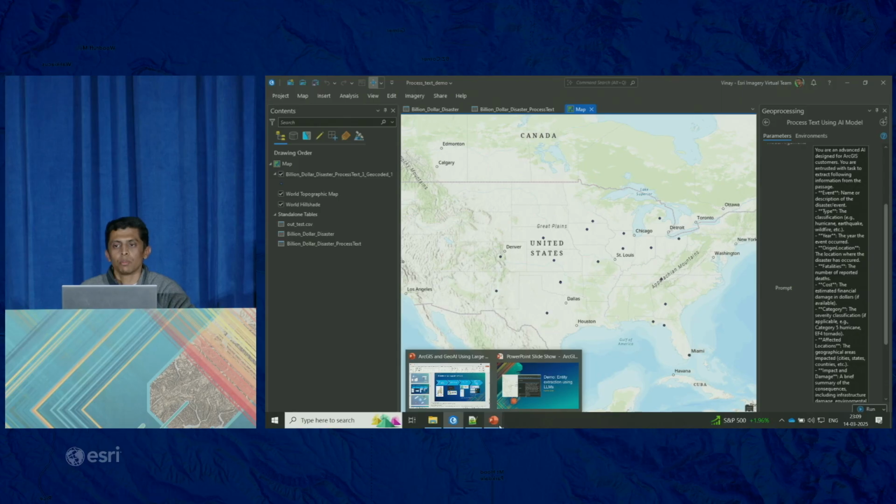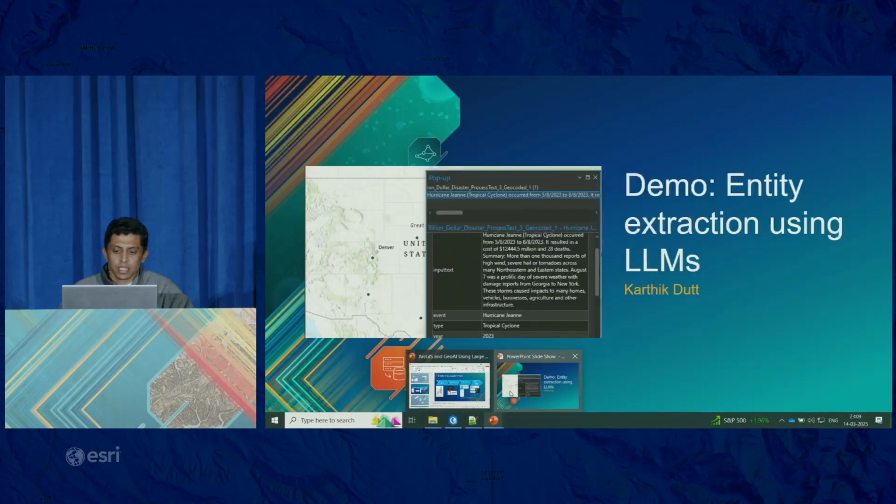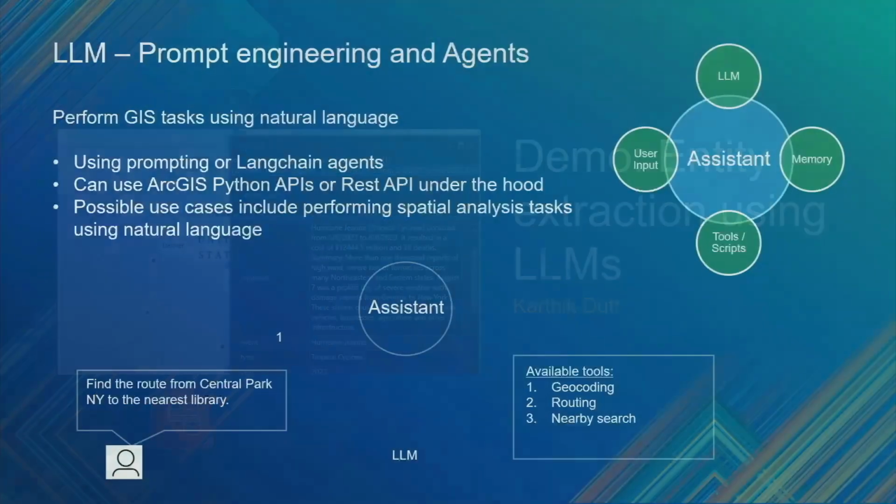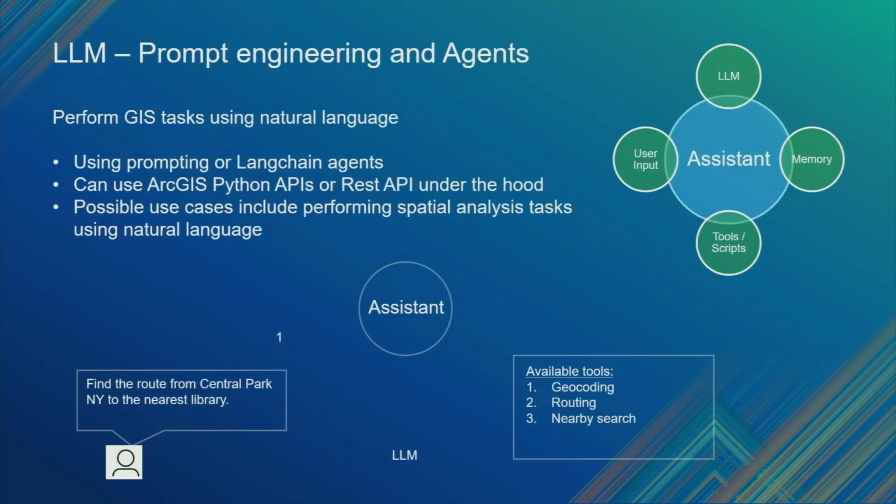So that's how powerful this new feature could be. The next thing I want to talk about is a little bit about the assistants. We have been discussing how powerful these large language models are, but they cannot perform all of the tasks that we want at this point in time. For example, if I ask it to find the nearest route from Central Park, New York to the nearest library, I don't think it will be able to perform this. So that's where assistants come in handy.